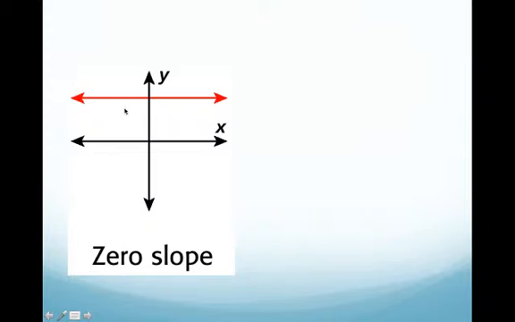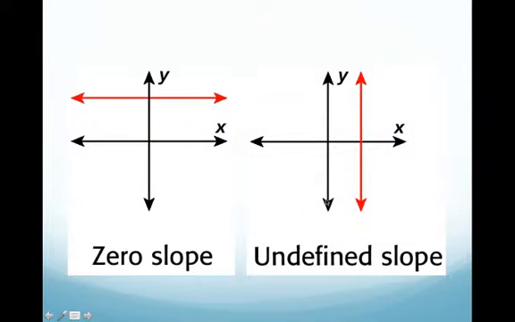A zero slope is a horizontal line, which goes the same way as the x-axis. A no slope is a vertical line, which goes the same way as the y-axis.